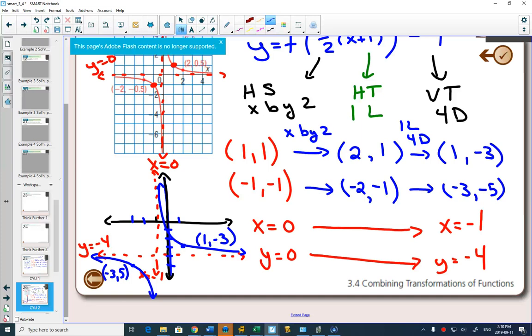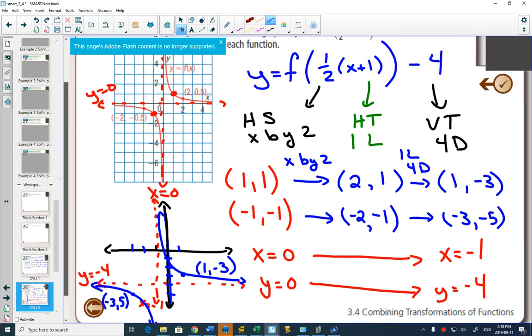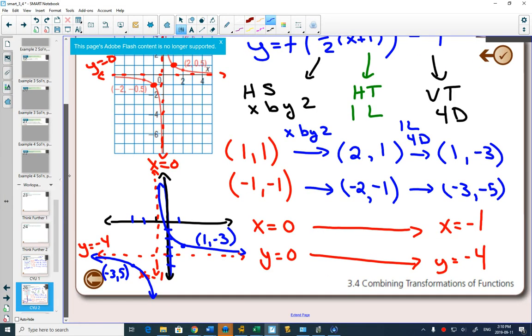This question was done in function notation, right? 1/2 x plus 1 minus 4. What does it look like in explicit notation? This equation is one of the ones we know, 1 over x. What is our blue equation?